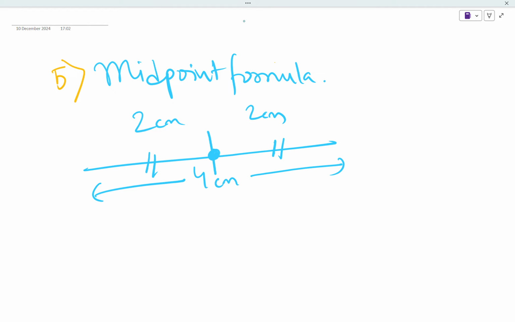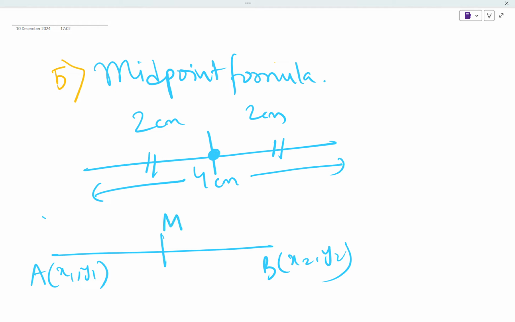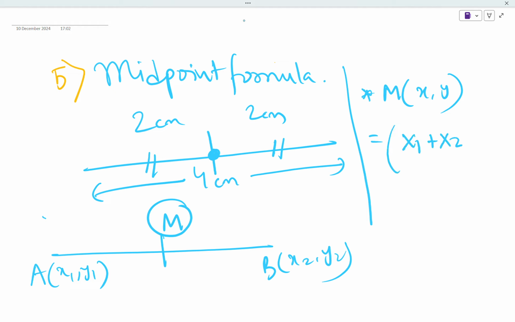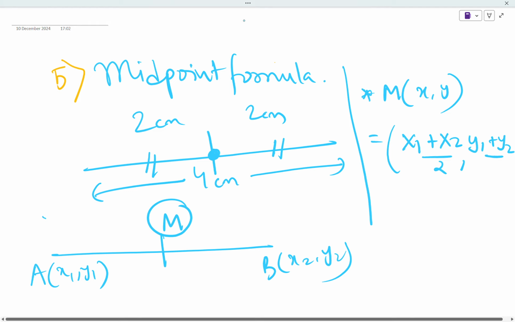So in an exam scenario, if you are given a line, say A is equal to x1 y1, B is equal to x2 y2, and you need to find the coordinates of this midpoint M, there is a method. The formula is M, let us say it is x comma y, is equal to x1 plus x2 by 2, comma y1 plus y2 by 2. So this is your formula for finding the midpoint of any line.